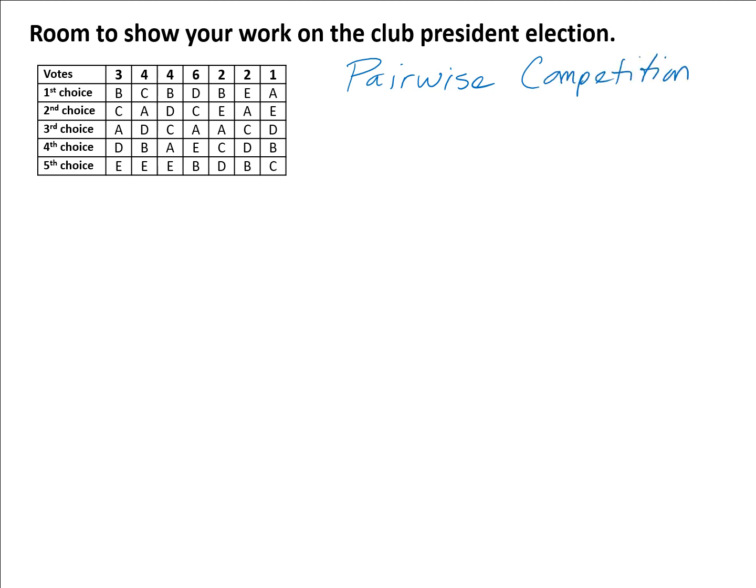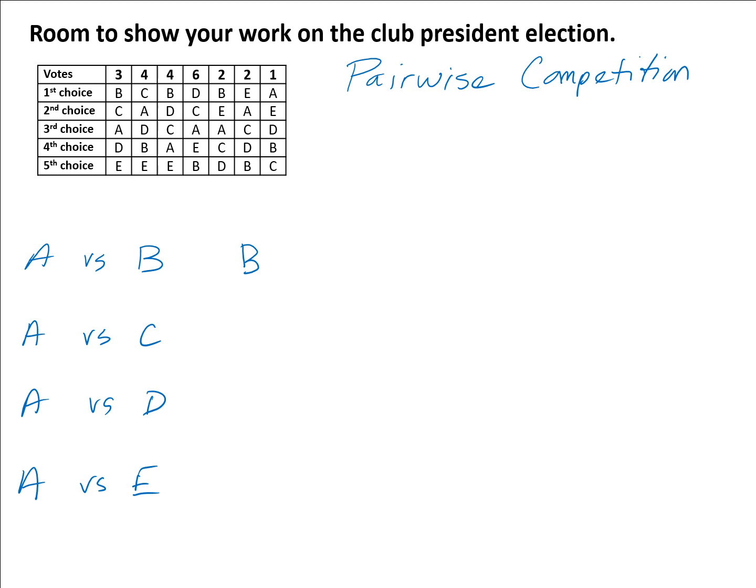So the first thing, before we try to work out the point values for these pairwise competitions, let's pair them all up. So we have A versus B. Then A would also go up against C. A would go up against D. A would go up against E. Next, we would take B against everyone.